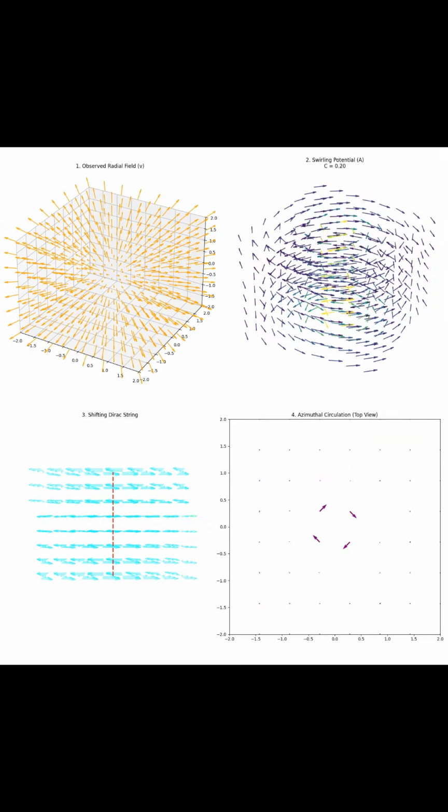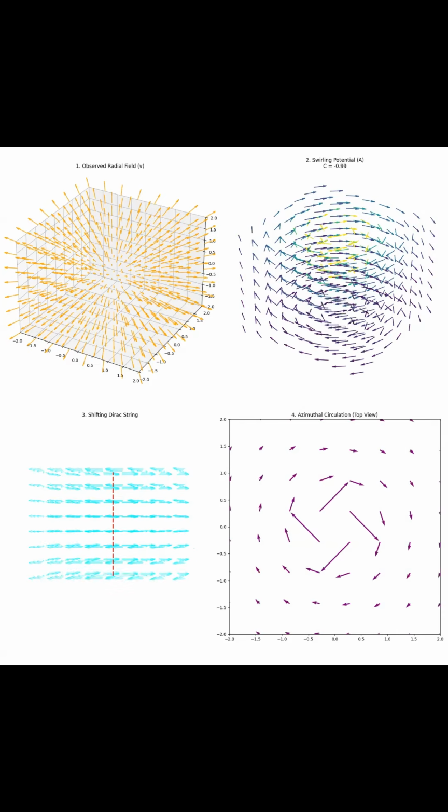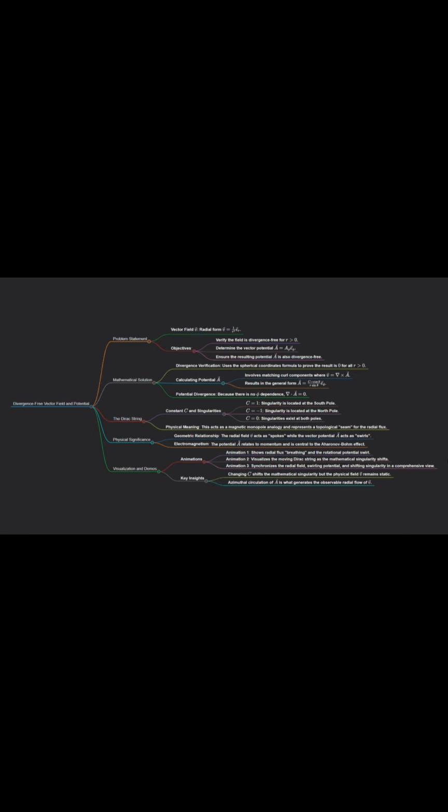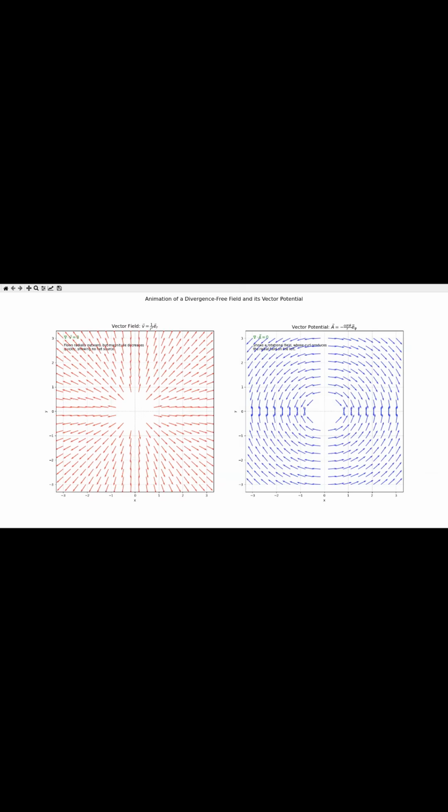The breathing flow and the swirl. In the first demonstration, we see side-by-side views of the two fields. The radial field's arrows pulse to visually confirm that its flow is balanced. Beside it, the potential field is shown as a purely rotating swirl. This highlights that the twisting motion of the potential is what generates the outward radial flow.